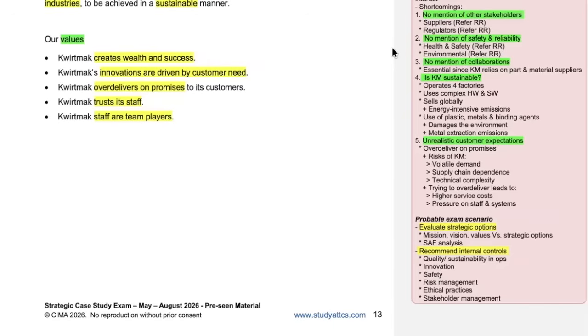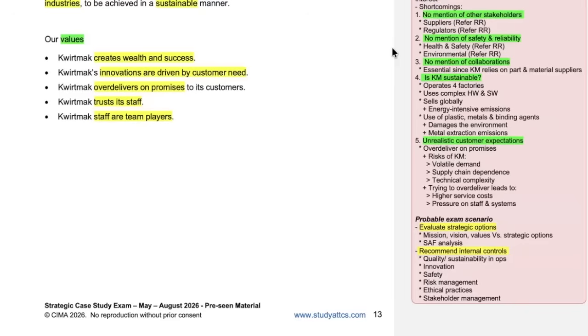And also, we have not considered environmental concerns. We are only focusing our attention towards sustainability. We have not spoken about the environmental concerns or environmental disclosures, which are mentioned again within the risk report. So it is better to consider them and redevelop our vision, mission, and values in the future.